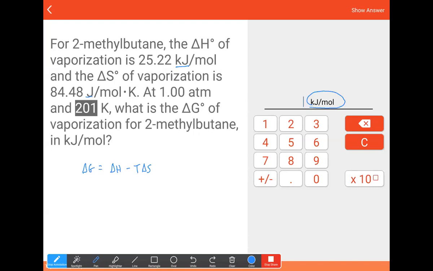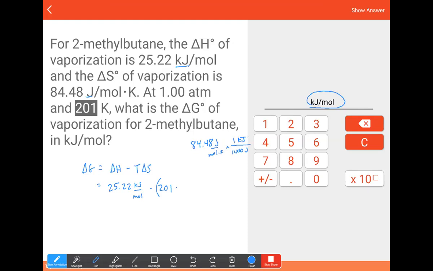So first thing we're going to do is lay out our numbers. So we have delta G equals our enthalpy, which is 25.22 kilojoules per mole, minus our temperature, which is given to me in Kelvin, so 201, times our delta S. Now I'm going to convert this beforehand, so I'm going to say 84.48 joules per mole Kelvin. And I'm going to say there are 1,000 joules per 1 kilojoule.